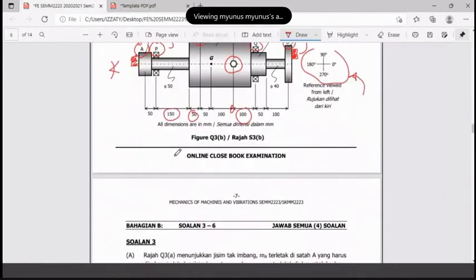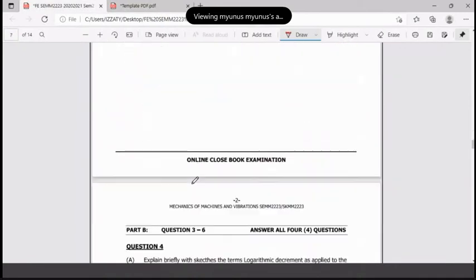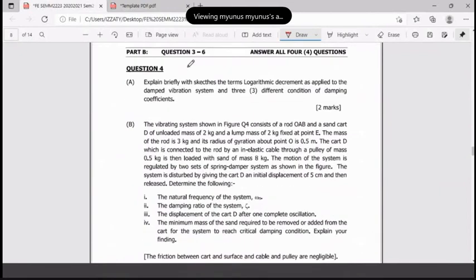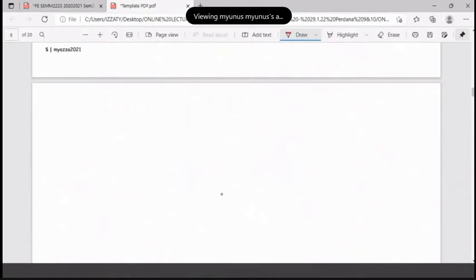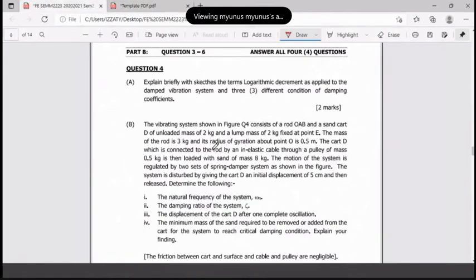So we move to question number 4. Number 4, yeah? Question 4. So now, what is question number 4? Explain briefly with sketches the term logarithmic decrement as applied to a damped vibration system, and three different conditions of damping coefficient.